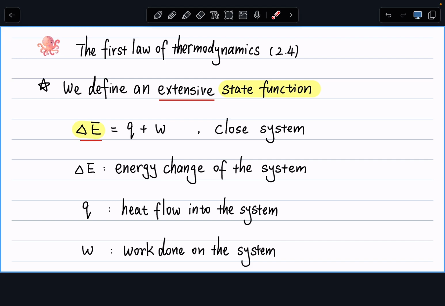All right, so delta E equals Q plus W in a closed system without material exchange. And in here, Q is the heat flow into the system. Work is the work done on the system. So for thermodynamics, we always want to simplify our problem a little bit. So let's take one more step to simplify this total energy, because total energy consists of multiple parts.